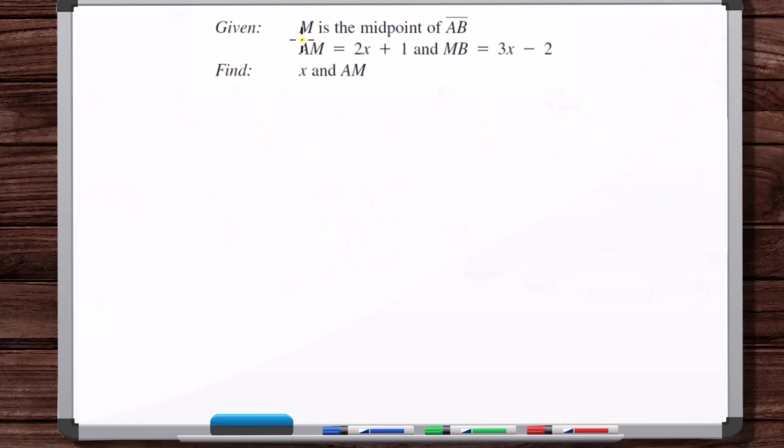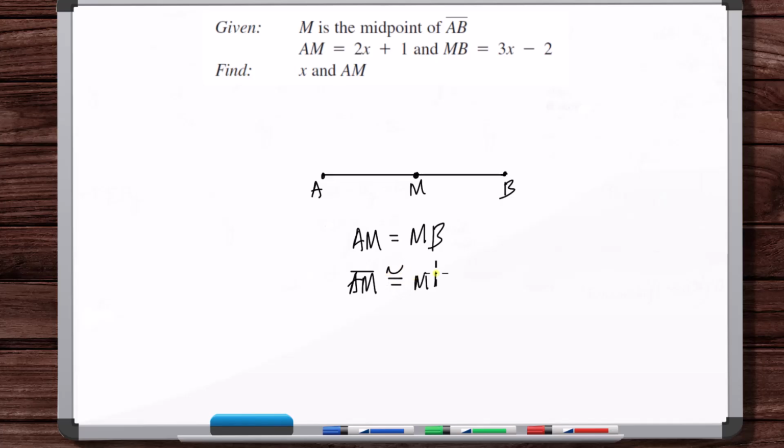All right, given M is the midpoint of AB, so we can draw this. Here is AB, and I'm not going to take a measurement. They just tell us that M is the midpoint of AB. So that means that the length of AM is equal to the length of MB. That's what that means. It also means that segment AM is congruent to segment MB. We might need that information.